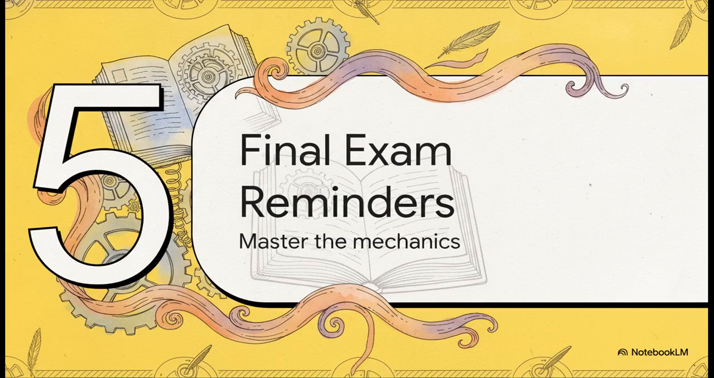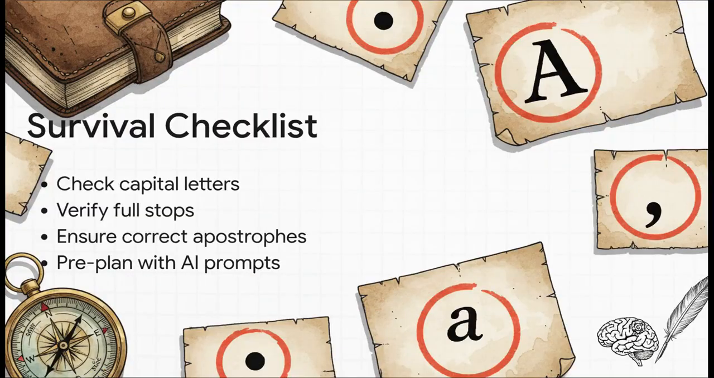Finally, Section 5, Final Exam Reminders. Time to master the mechanics. Let's just punch right through this survival checklist, because frankly, these are non-negotiable technical requirements. You absolutely must check your capital letters, verify your full stops, ensure you have correct apostrophes, and do this at the end of every single paragraph. It is honestly heartbreaking to write a beautiful, evocative story and then lose silly marks on basic punctuation.